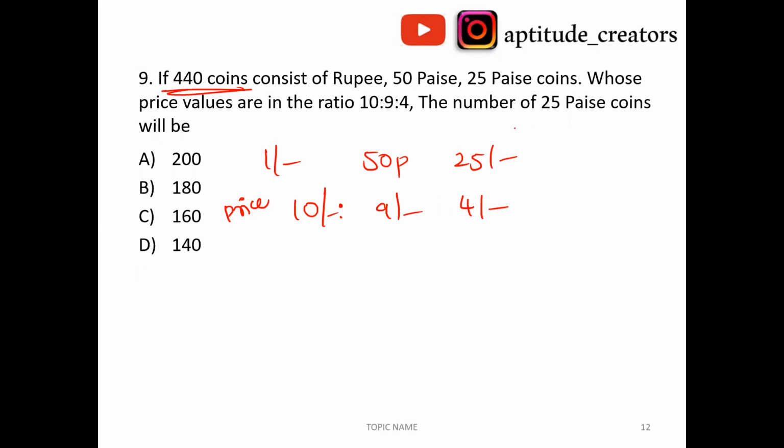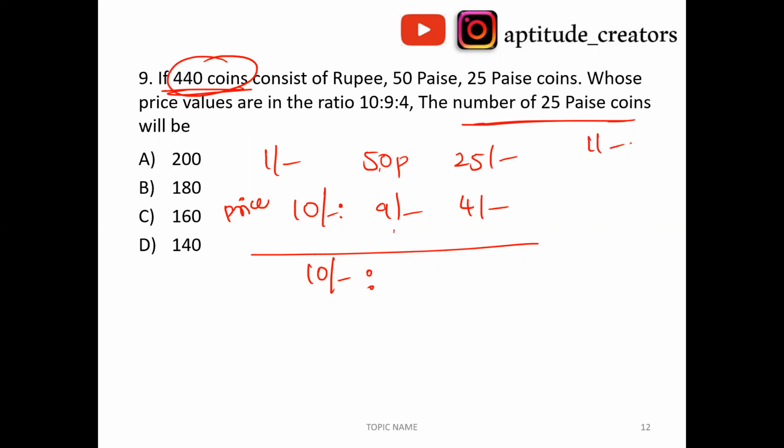Now what is the question? He is asking number of 25 paisa coins. How many 25 paisa coins are there? I have to calculate. Correct. Now if I have 10 rupees, I have one note. That is nothing but I can say I have 10 rupees. Now 50 paisa coins, I have 9. To make 9 rupees, how many 50 paisa coins are required?